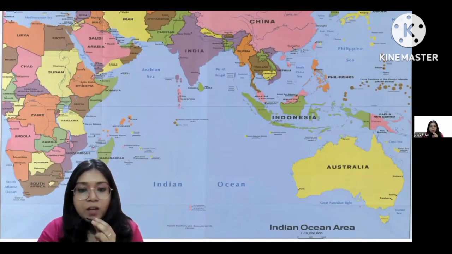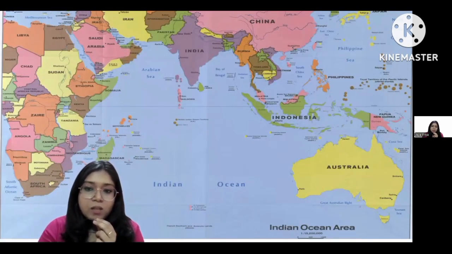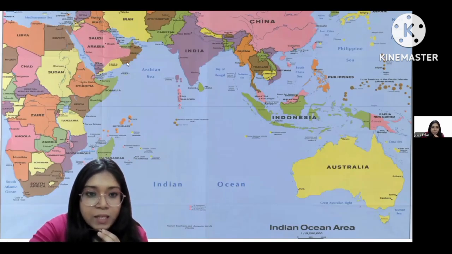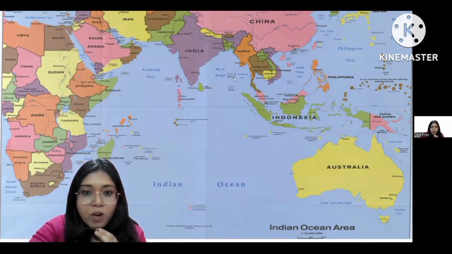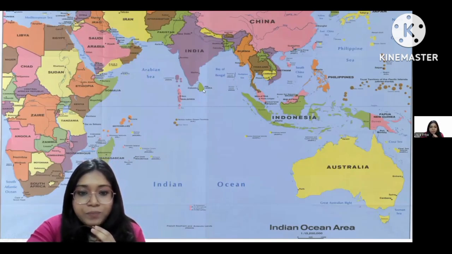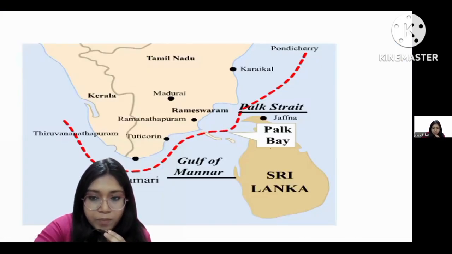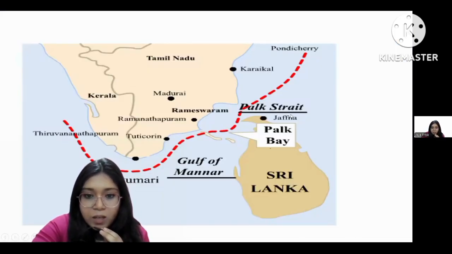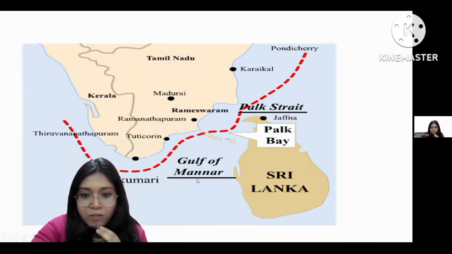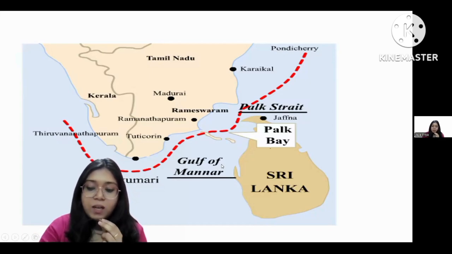This is the map of the Indian Ocean region. So we have here the Arabian Sea, the Bay of Bengal, and this is the Palk Strait and Gulf of Mannar, which separates India from Sri Lanka.